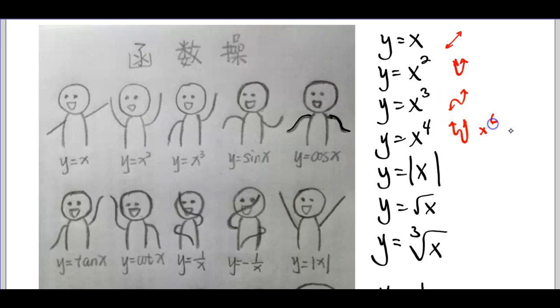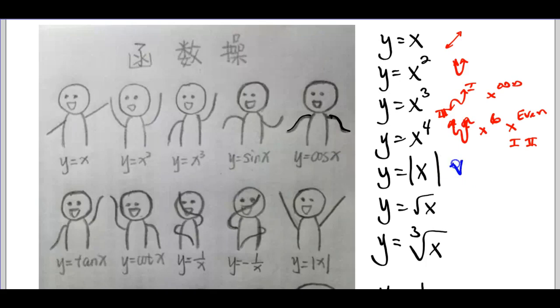Now x to the 6 would be the same. X to any even power would be the same. This would be x to the odd. I'll say the first and the third quadrant are the ending behaviors, and if it's even, it would be the first and the second quadrant. Ending behaviors just means it goes to infinity in those quadrants.